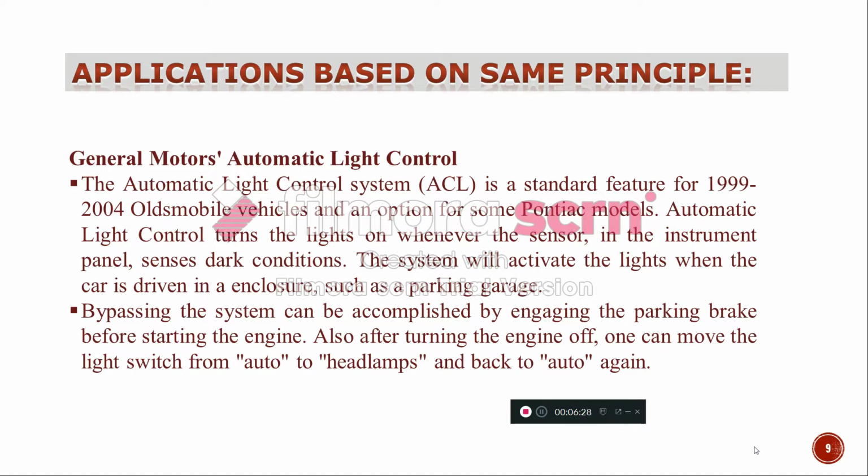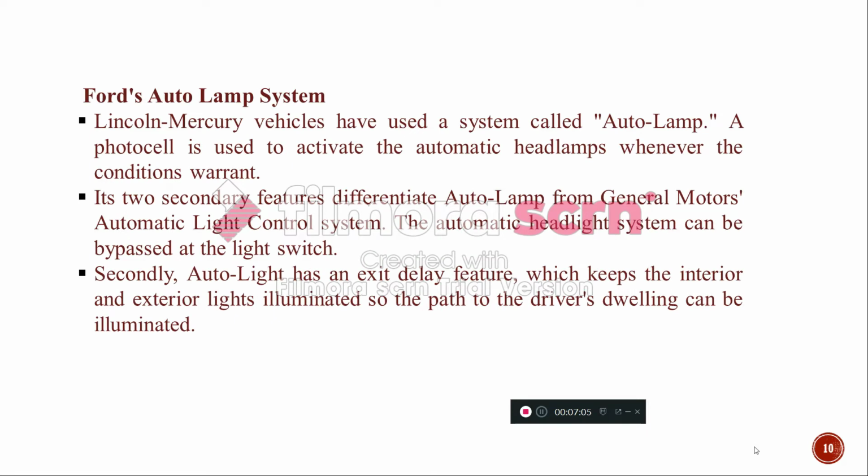Heavy overcast conditions can also cause the lights to switch on. The headlamp off delay is 20 seconds. Fog lamps, if equipped, will switch off when the driver turns off the engine. Bypassing the system can be accomplished by engaging the parking brake before starting the engine. Also, after turning the engine off, one can move the light switch from auto to headlamps and back to auto again. The second example is Ford's Autolamp system.